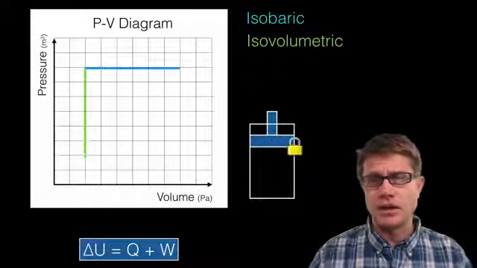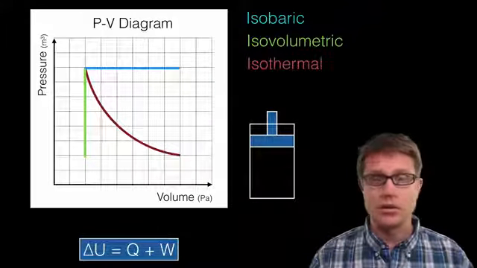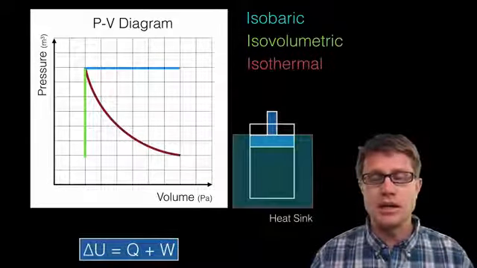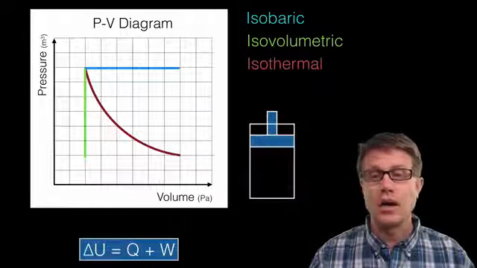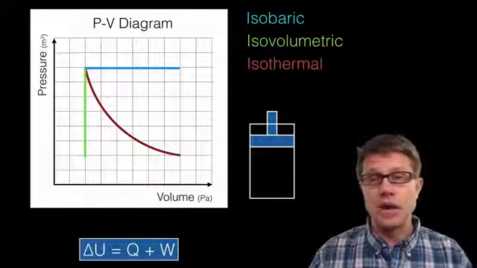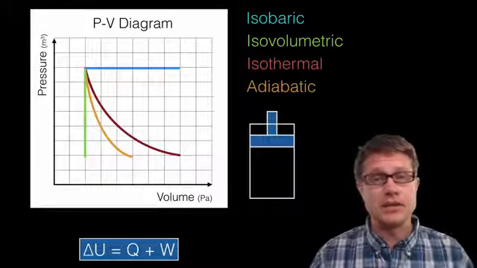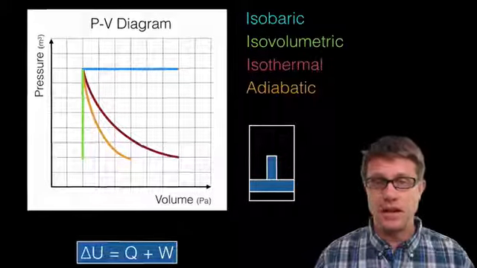We could also have isothermal. Isothermal is always going to look like a curve like this. This would be an isothermal curve. And so how do we do that with a piston? Well, we'll use something like a heat sink where we can keep the same temperature throughout that whole process. And then finally, we could do adiabatic. That's where we either pull it out or move it in really, really quickly and so fast that we can't lose temperature to the surroundings, and you're going to get a curve that looks something like that.